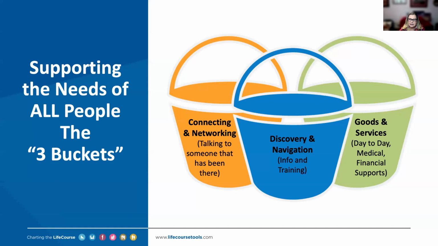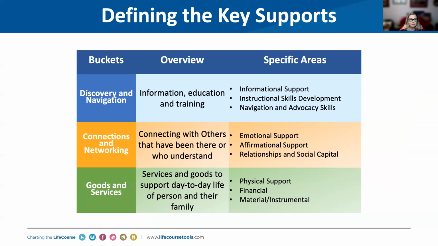So the three buckets is really just three different types of supports that we all need in our lives at some point or another. And so we have discovery and navigation, we have connecting and networking, we have goods and services. And I'm going to talk about each of those individually, just really briefly. So discovery and navigation means that sometimes we just need information, maybe education and training.